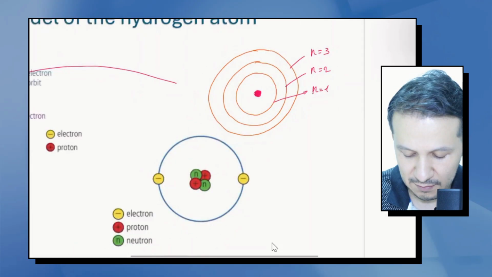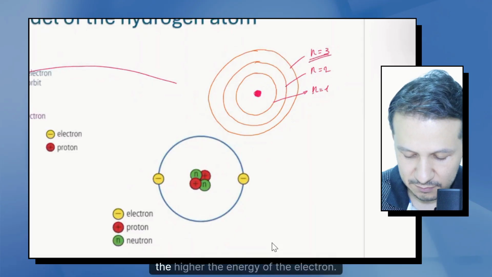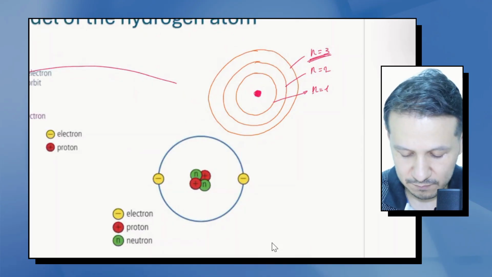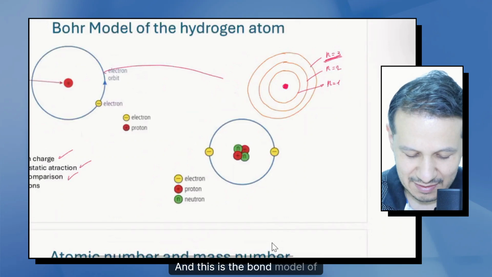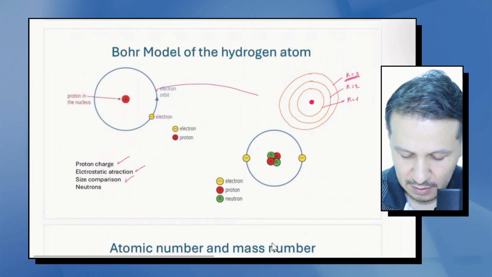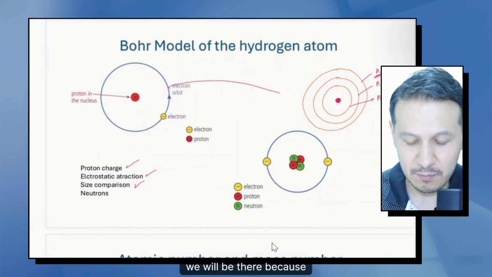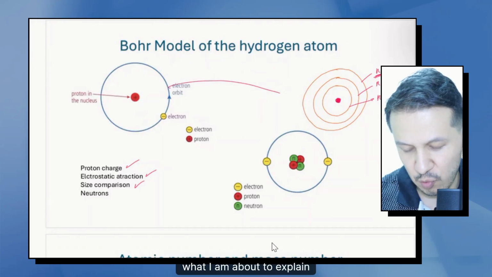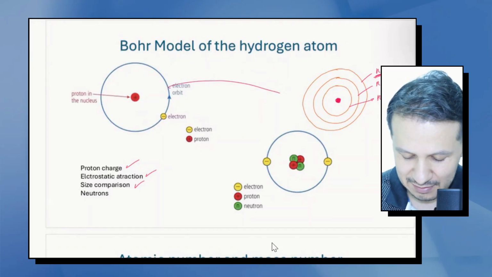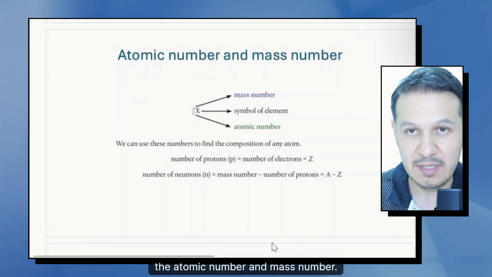The higher the level, the higher the energy of the electron. This is the Bohr model. What I am about to explain next is the atomic number and mass number.